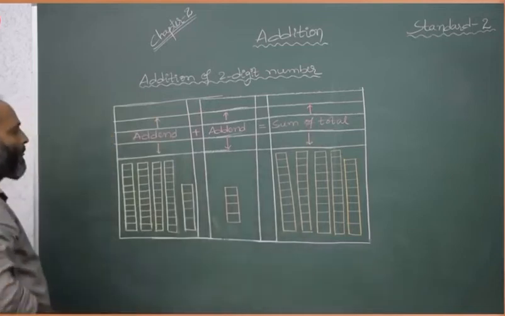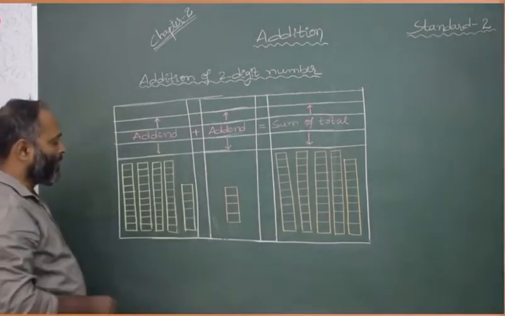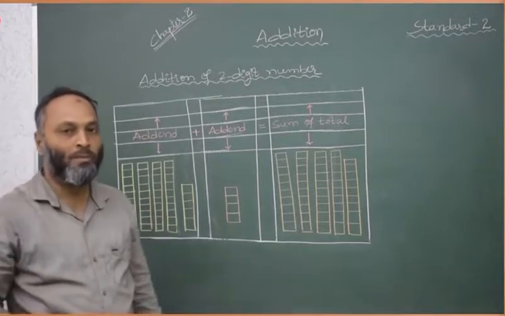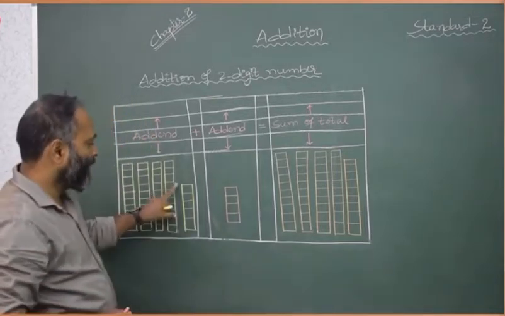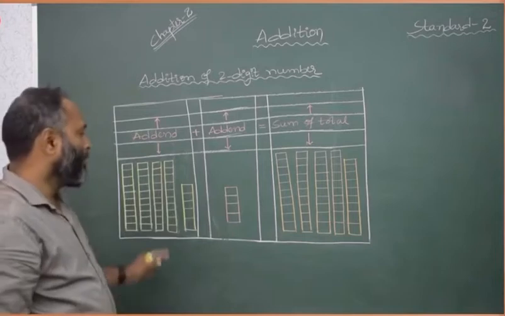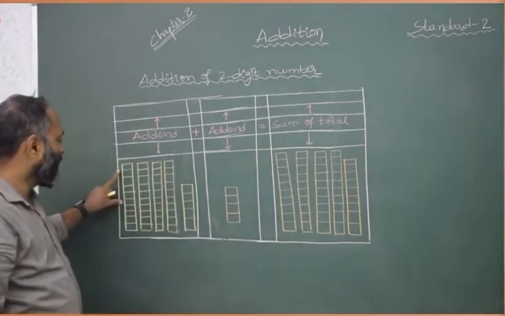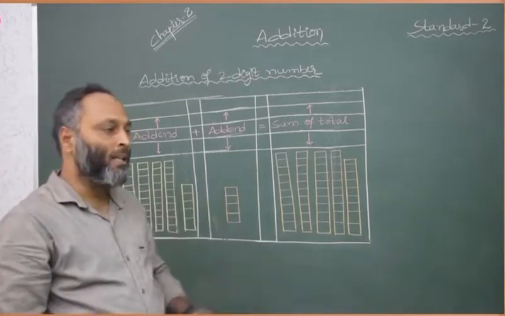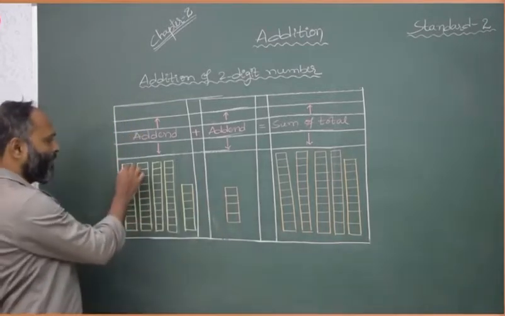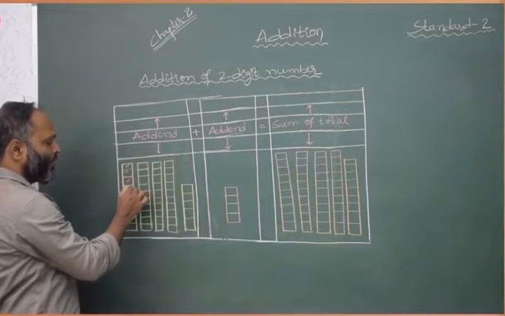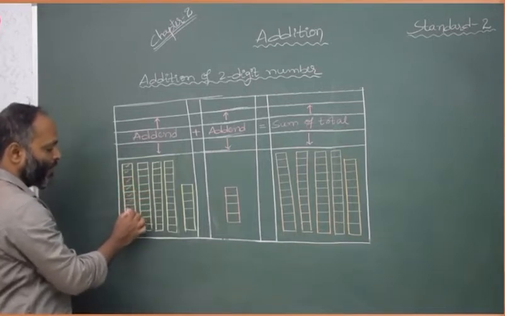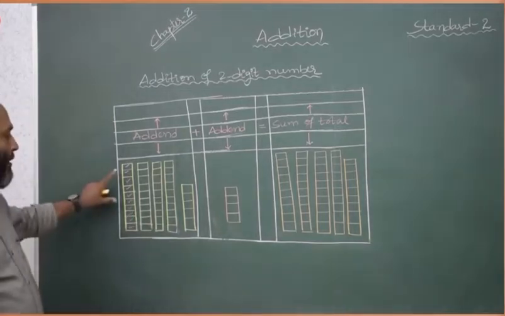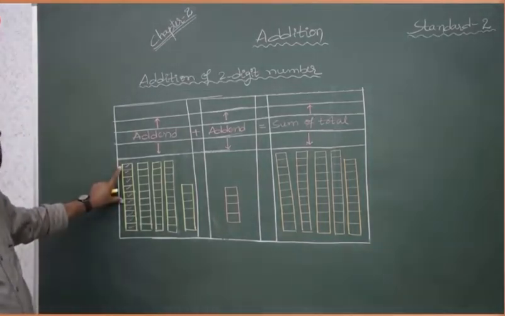Here, see the blocks. How many blocks are there? 1, 2, 3, 4. Four complete blocks were there, and one incomplete block is there. In one complete block, how many shells were there? 10 shells were there. 1, 2, 3, 4, 5, 6, 7, 8, 9, 10. In one block, total 10 shells were there.